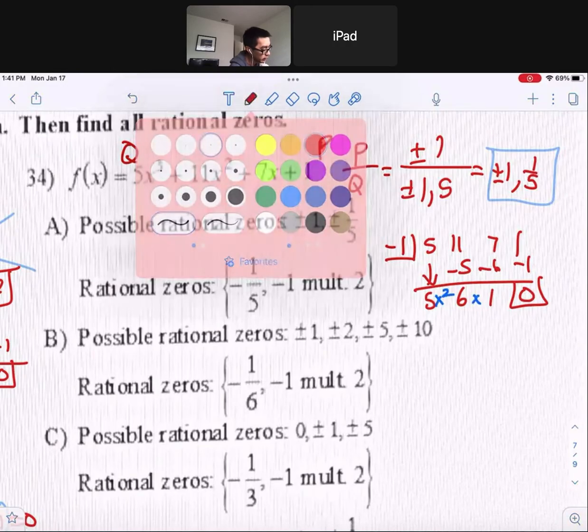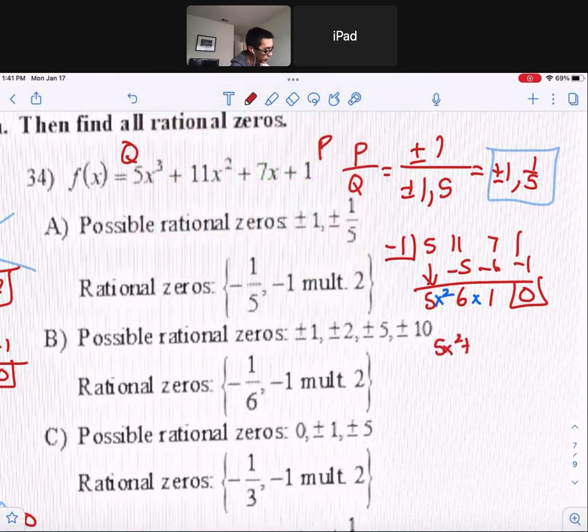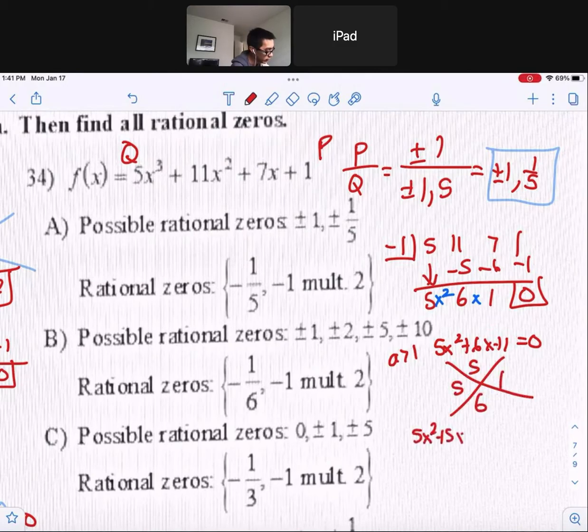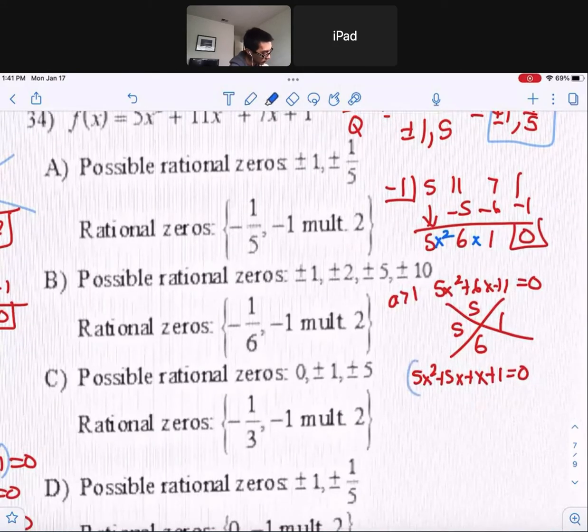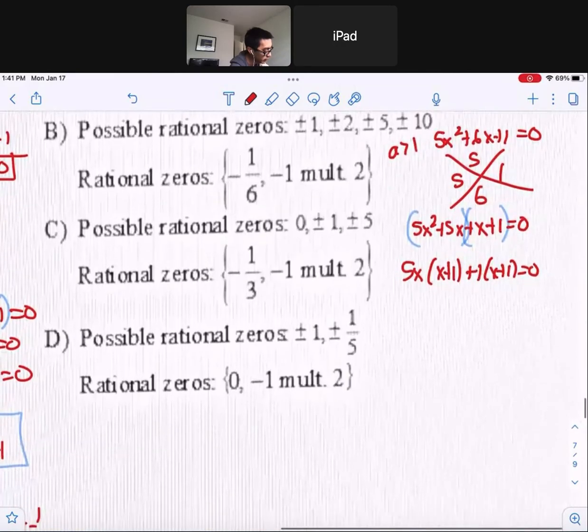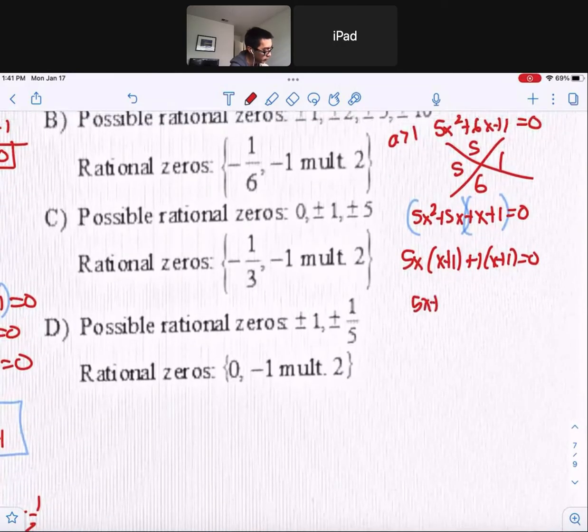And again, this is something you all should be able to know how to factor. A is greater than 1 case. X method, 5 times 6, 5 and 1. 5x squared plus 5x plus x plus 1 equals 0. You guys can group these. Factor out a 5x to get x plus 1. Factor out a 1 to get x plus 1. And then we get 5x plus 1 times x plus 1 equals 0.